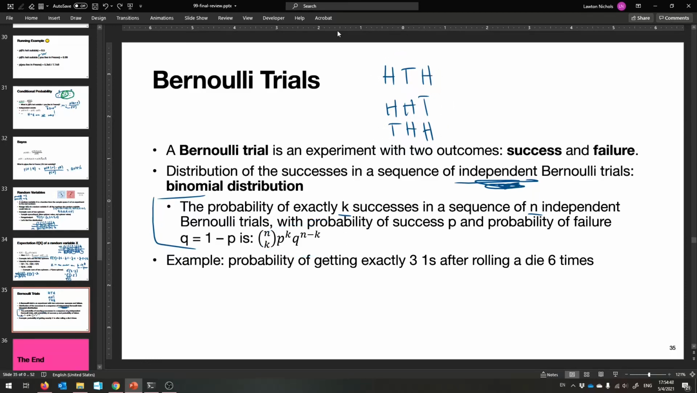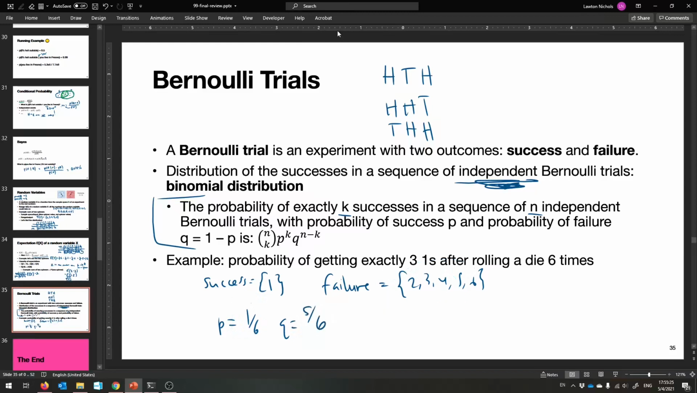And so one last example, what is the probability that you get exactly 3 ones after rolling a die 6 times? So remember, success, that is, you saw just a 1. Failure is you saw any other number, 2 through 6. So what's the probability of success? P equals 1 over 6. Q, probability of failure, it's 1 minus that, it's 5 over 6.